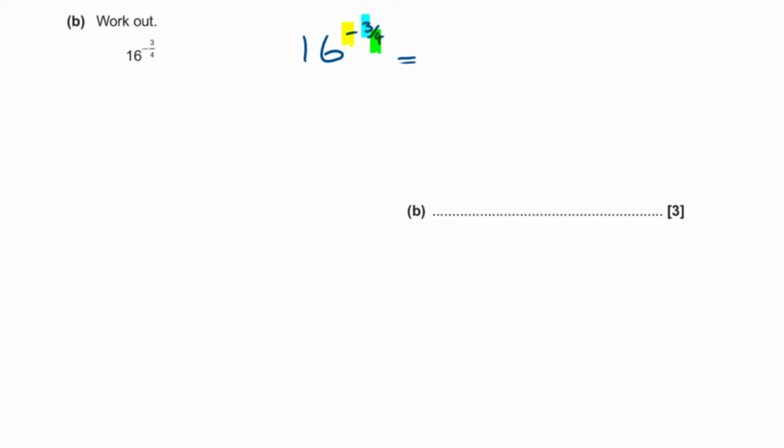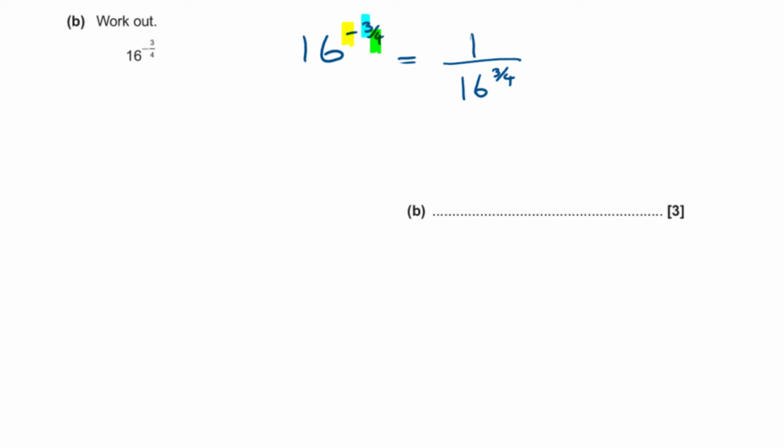Okay, so first off, the negative sign. A negative index means 1 over that thing. So rather than having 16 to the power of -3/4, I'm going to deal with the minus sign and say that's the same thing as 1 over 16 to the power of 3/4. Okay? So I've dealt with one of the bits, haven't I?